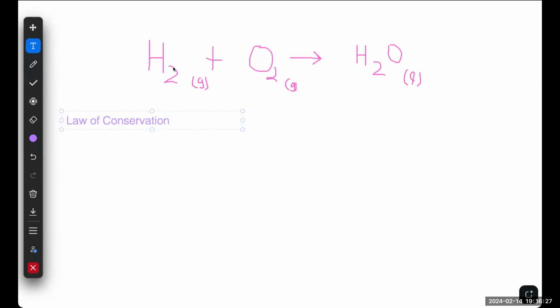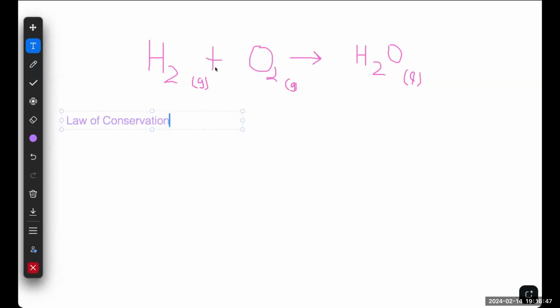For example, we have hydrogen gas, and you're able to see the equation on the screen. A thumbs up, an acknowledgement, something to let me know that you're there. Yes. Okay, good.